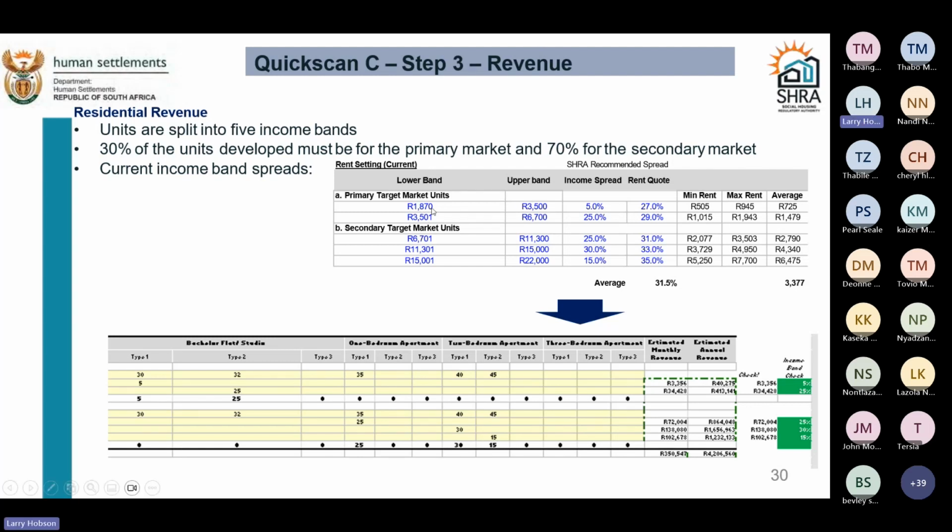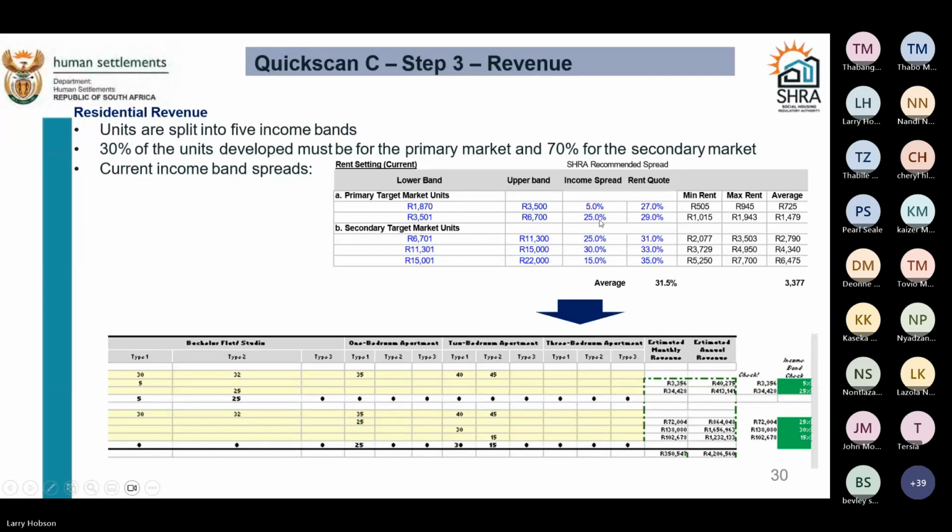So let's look at what we have to enter here. We're meant to have a spread across the bands. The default entered in the blue text is 5% in the very lowest band, and that rent quote is 27%. So 27% of the rental income can go to accommodation. The minimum rent is 505, maximum rent 945, average rent 725.